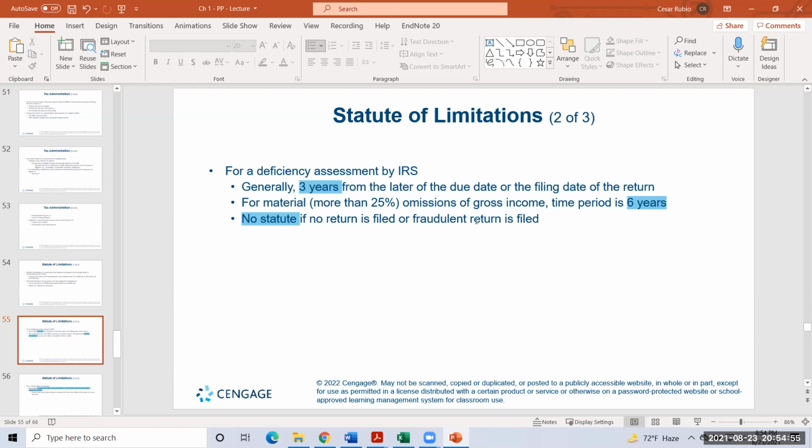If they find out that it was fraudulent, right? So you actually knew, and your point was to commit fraud, then there is no statute. They can open any year. So then you're basically stuck there, okay, with anything.